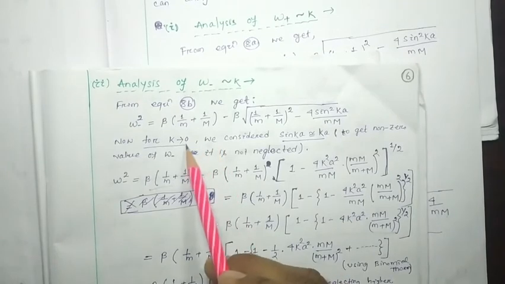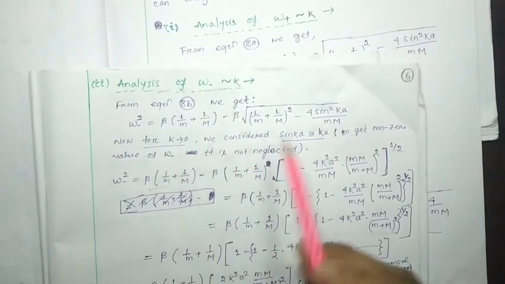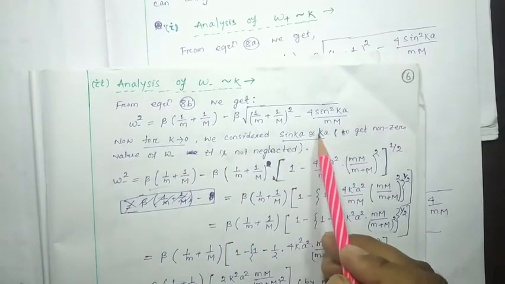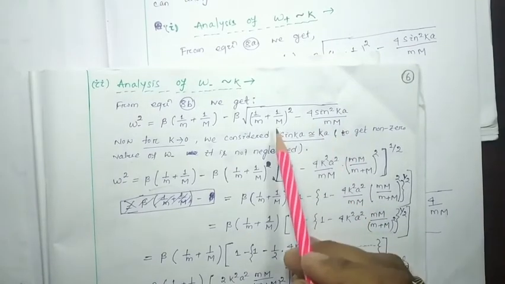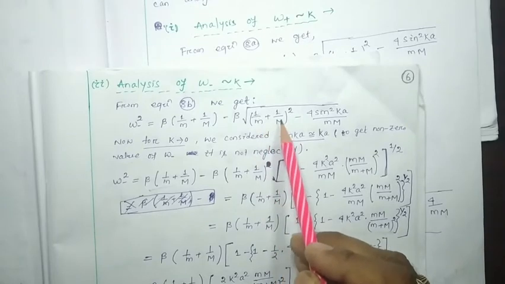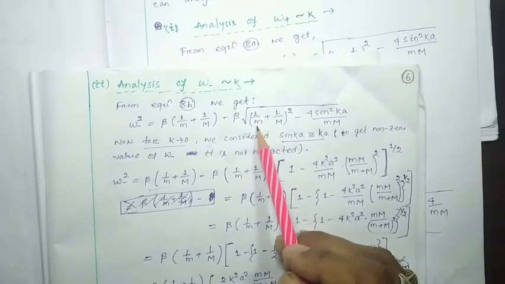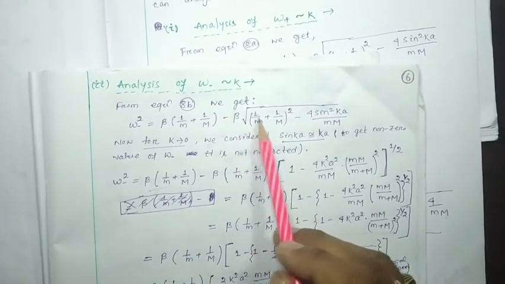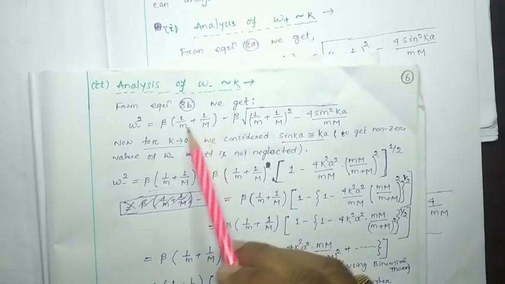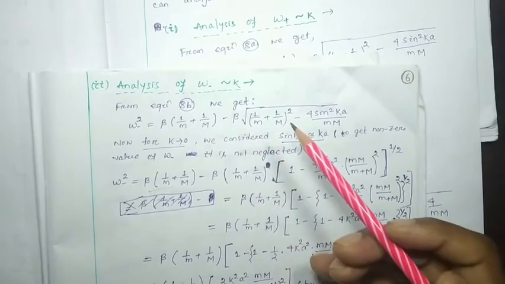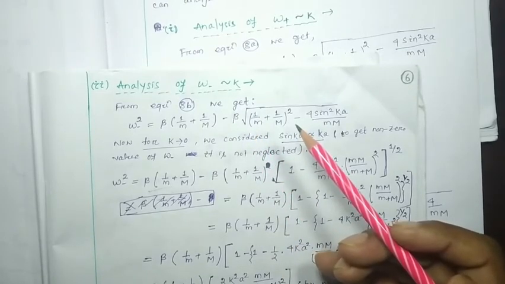If we take k tends to 0, sin ka will be equal to 0, then this term will be equal to 0, right? And this term, 1/m plus 1/M square, will be 1/m plus 1/M. Here beta into (1/m + 1/M), here also the same term. So both can be cancelled out, and we get the 0 value. Omega minus will be 0.